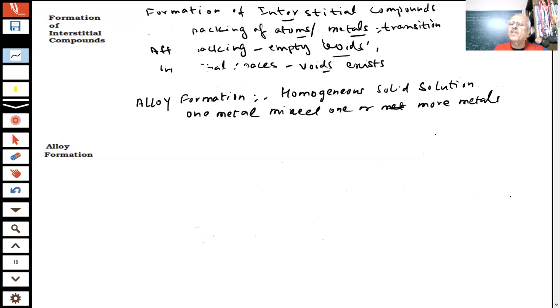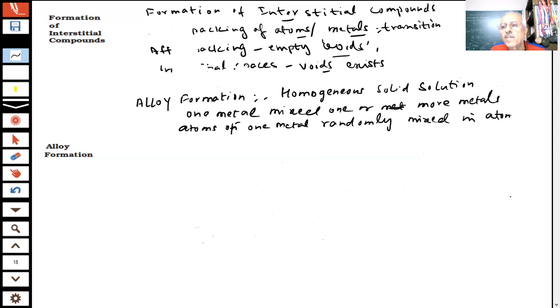So you have one metal, and you mix in it another metal. You mix one or two or more metals, and they form a homogeneous solid solution. So the atoms of one metal are randomly distributed among the atoms of the other. Atoms of one metal randomly mixed in atoms of other metals.